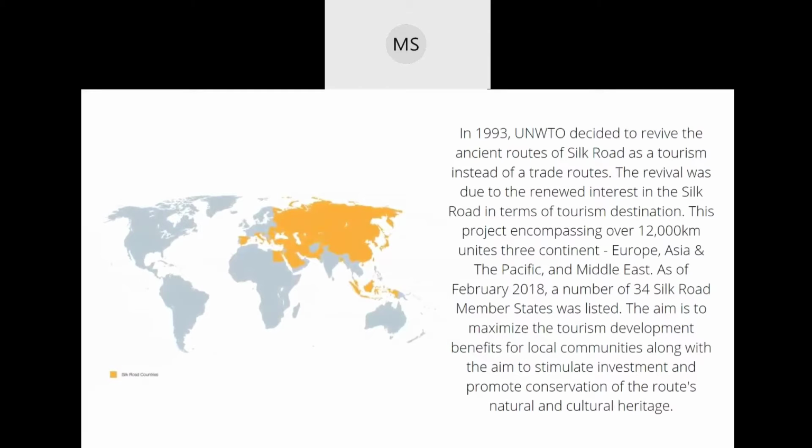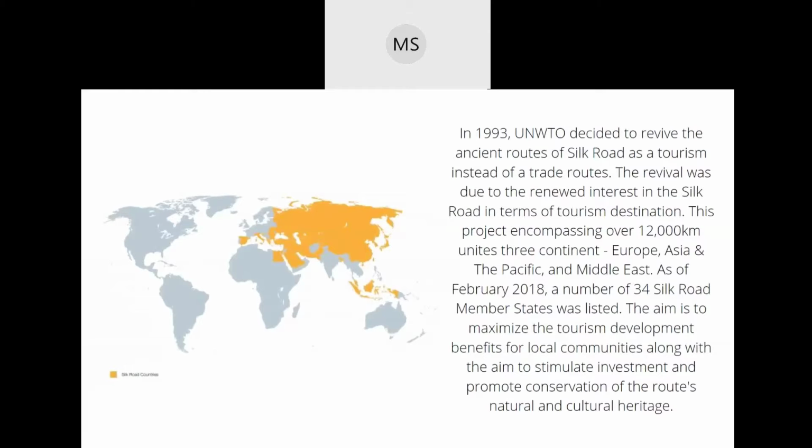In 1993, UNWTO decided to revive the ancient routes of Silk Road as a tourism route instead of a trade route. The revival was due to the renewed interest in the Silk Road as a tourism destination. This project, encompassing over 12,000 kilometers, unites the three continents, Europe, Asia and the Pacific, and the Middle East.